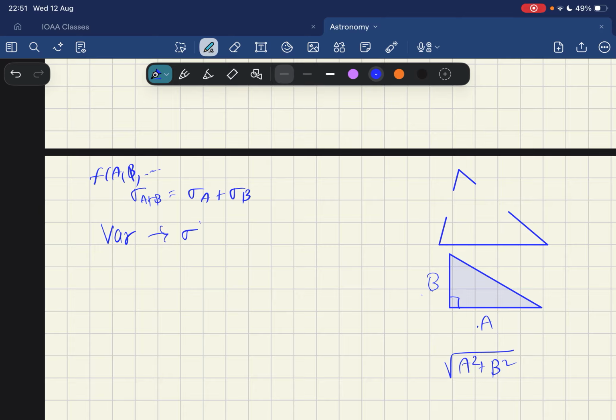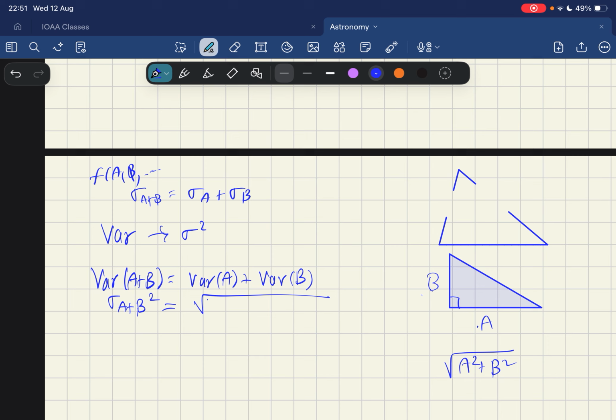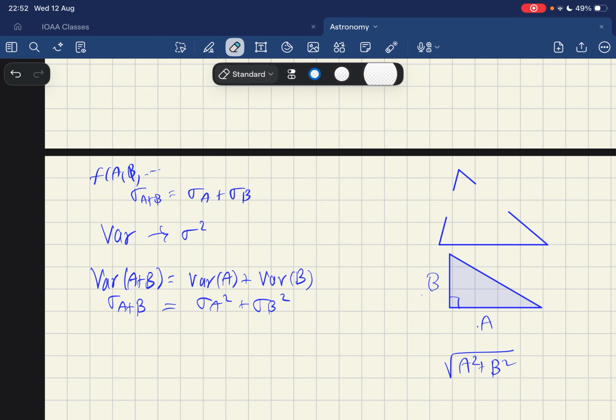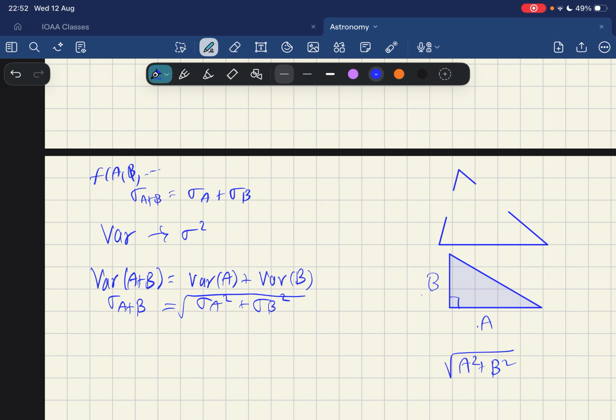We have one intuition, which is variance. Variance is sigma squared, the standard deviation squared, and variances add for independent random variables. For example, the variance of a plus b is the variance in a plus the variance in b. That means sigma of a plus b is the square root of sigma a squared plus sigma b squared. Then we get this very formula.